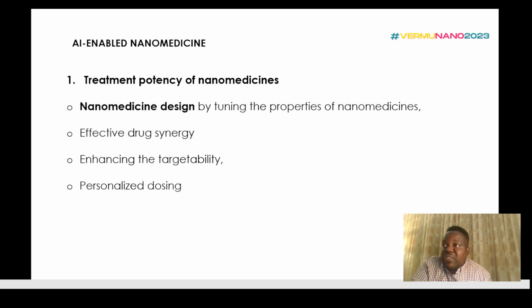In terms of treatment, we know that success is based on designing nanomaterials that will have specific behaviors, and this can be achieved by fine-tuning the properties of nanomaterials. This can play a role in effective drug synergy combinations and enhancing targeted predictability. So the drug doesn't just go passively, but is targeted in its delivery, and it can be personalized. It can be able to design a medicine for a specific individual based on patient profiles.